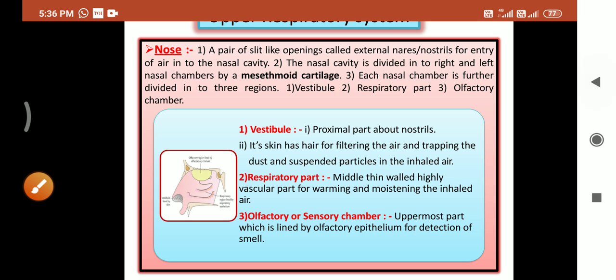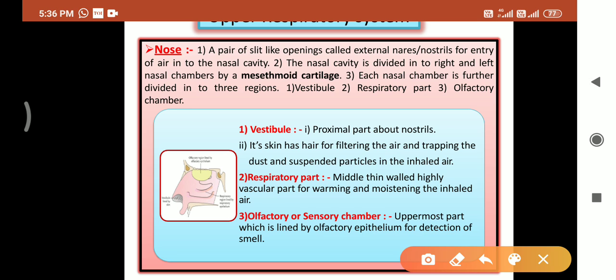And the next part is the respiratory part. You can see in this picture, this is the respiratory part, the second part. It is the middle, thin-walled, highly vascular part for warming and moistening the inhaled air. This is a very important function. And what is the work of this part? Warming and moistening the air when you inhale.